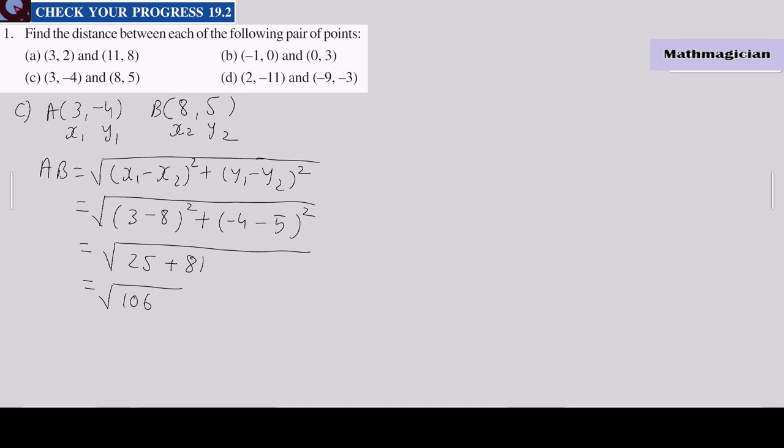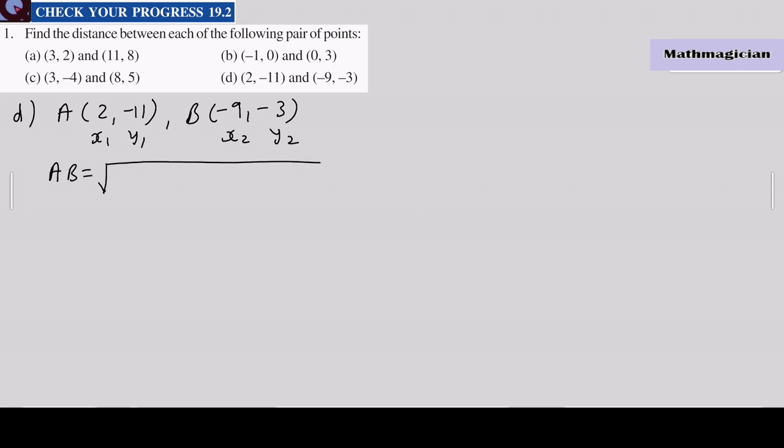This is not our final answer. Now we'll prime factorize 106. The first prime number is 2, so we divide it by 2. Further we cannot prime factorize. So there are no pairs of numbers, so this will remain as it is. So this is your final answer.